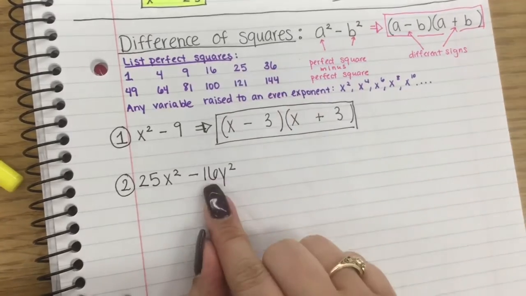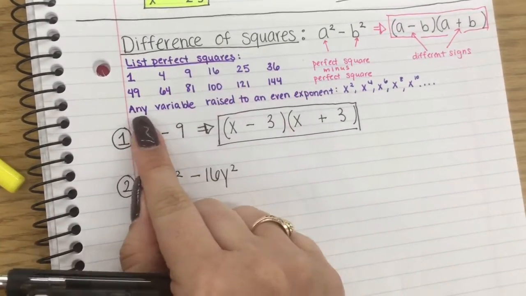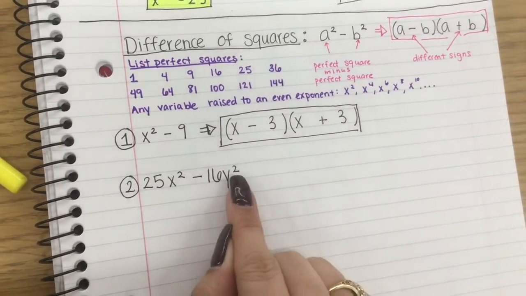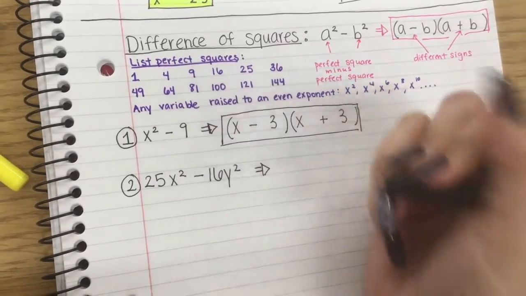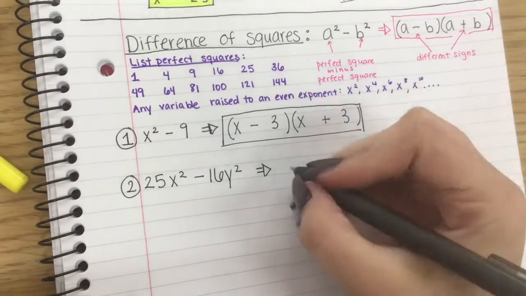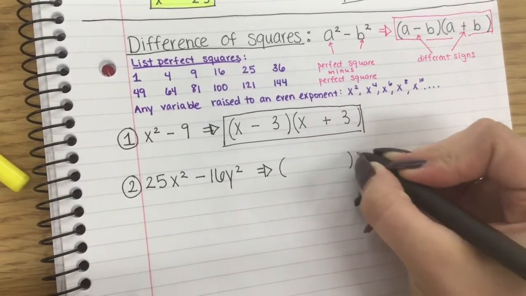In this next example, we see 25x squared minus 16y squared. 25 is a perfect square, and so is 16. Both of these variables have even exponents, so they are also perfect squares. So because we have a perfect square minus a perfect square, we can factor these like a difference of squares.